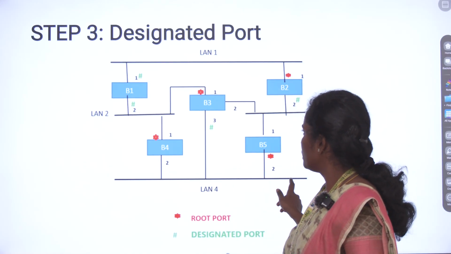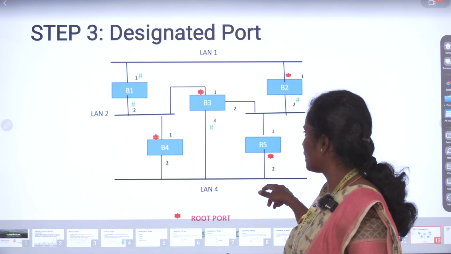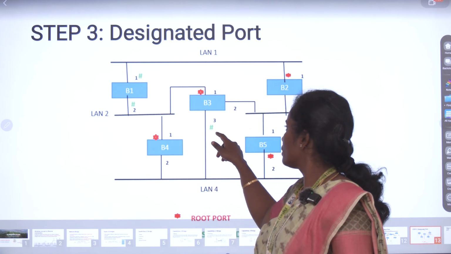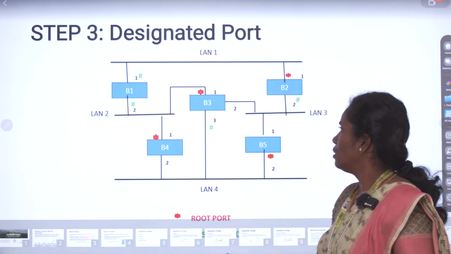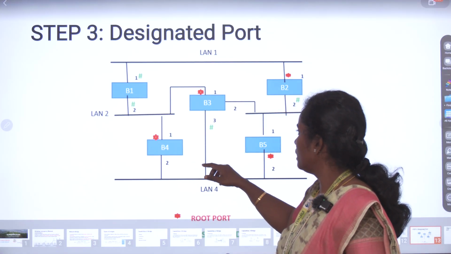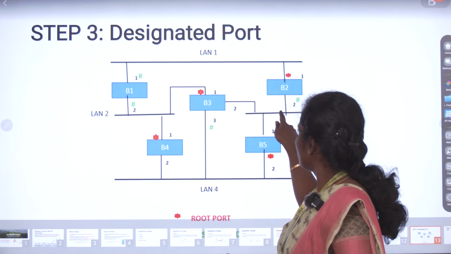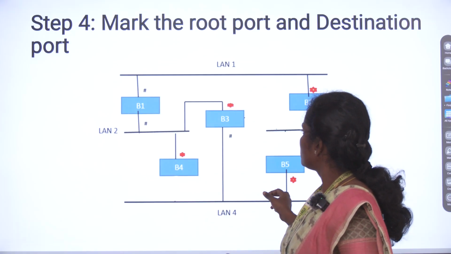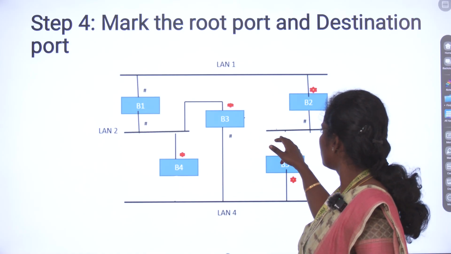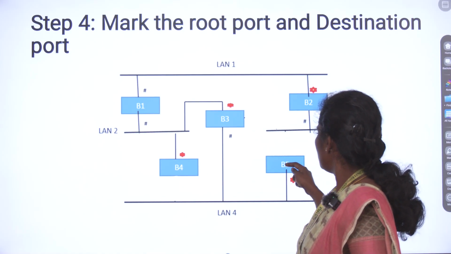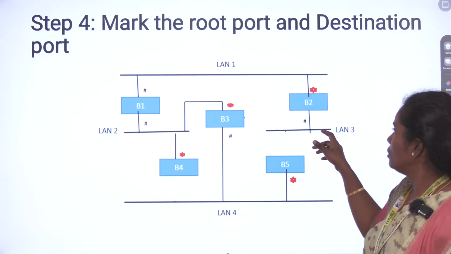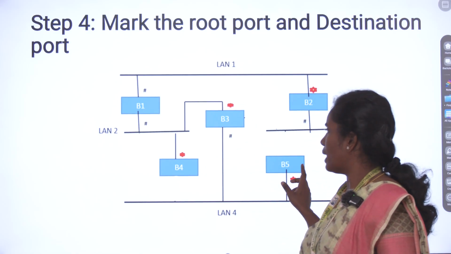Next one is LAN 4. In this LAN 4, B3, B4, B5 are connected, where B3 has the lowest index, so we can take B3 as the designated port. Once the designated ports and the root ports are chosen, we mark them and remove the remaining ports, from B3 to LAN 3, LAN 3 to B5 and LAN 4 to B4. These ports are not used, so I blocked them. Now the cyclic graph is transformed into a spanning tree structure.